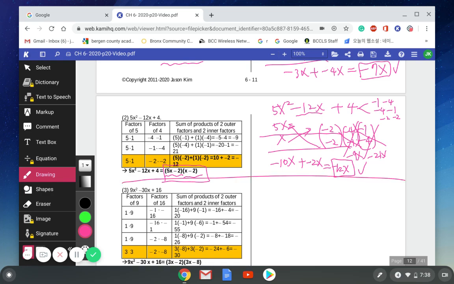Now I'm going to try number 3, 9x squared minus 30x plus 16. Okay. I'm going to try 1 and 9 with 1 times -16, -2 times -8, because if you have a minus with a plus, a trinomial operator, according to the sign rule, it has to be all negative.